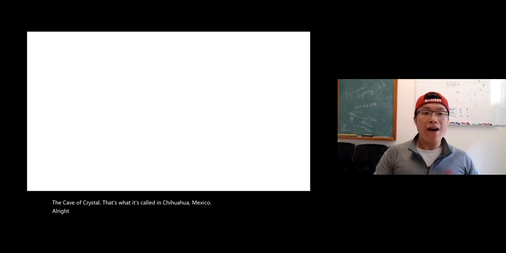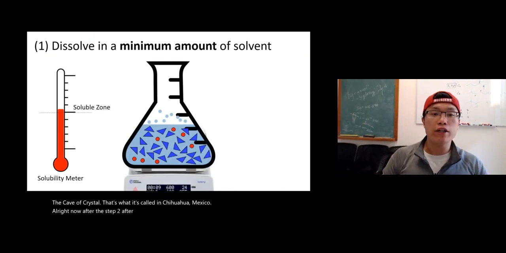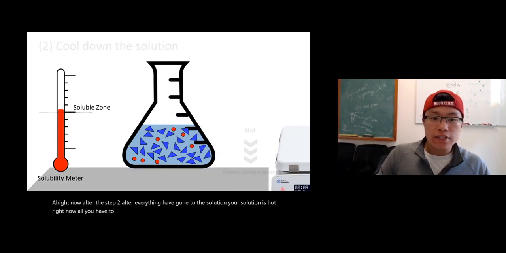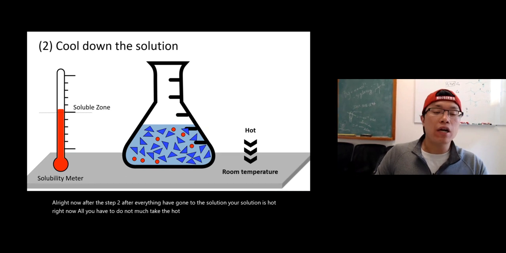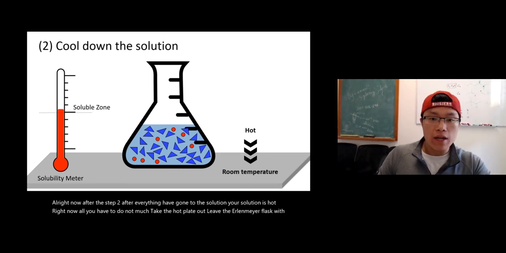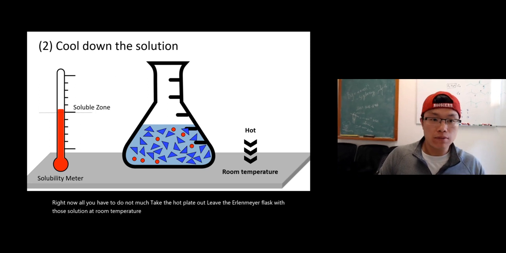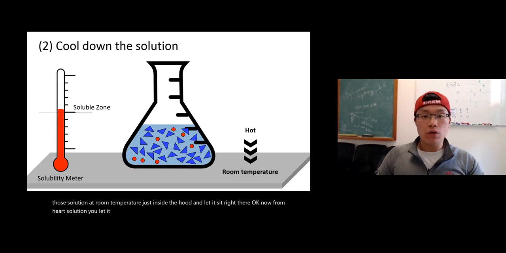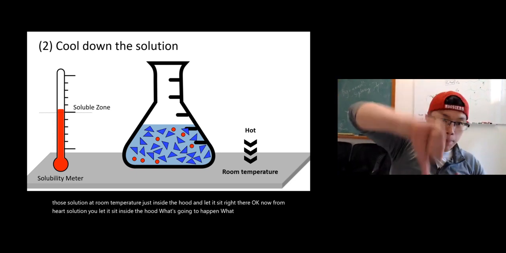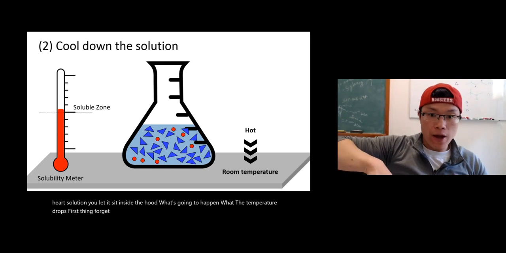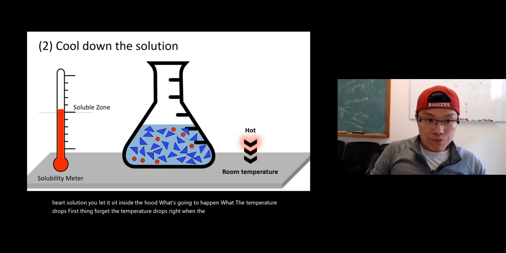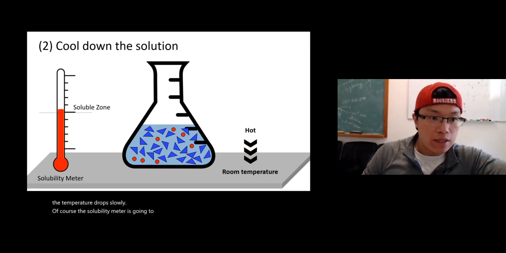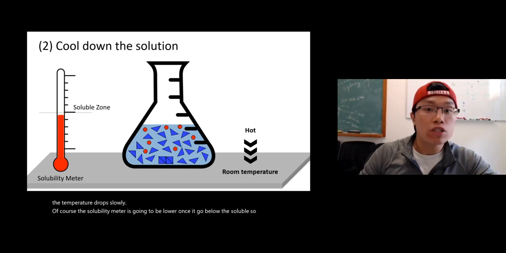All right. Now, after step two, after everything has gone into the solution, your solution is hot right now. All you have to do, not much, take the hot plate out, leave the Erlenmeyer flask with the solution at room temperature, just inside the hood, and let it sit right there. Okay. Now from a hot solution, you let it sit inside the hood. What's going to happen? Well, the temperature drops. First things first, the temperature drops. When the temperature drops slowly, of course, the solubility is going to be lower. Once it goes below the soluble zone, crystals start forming.